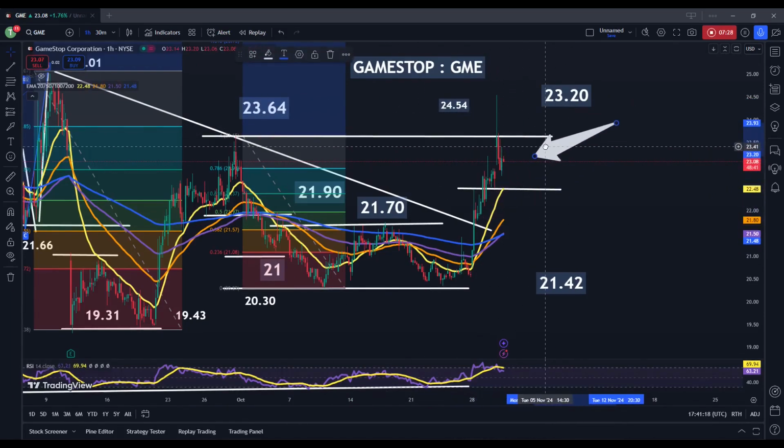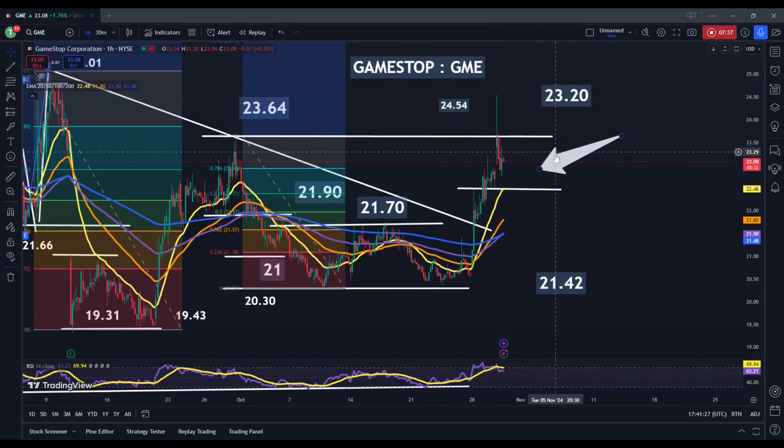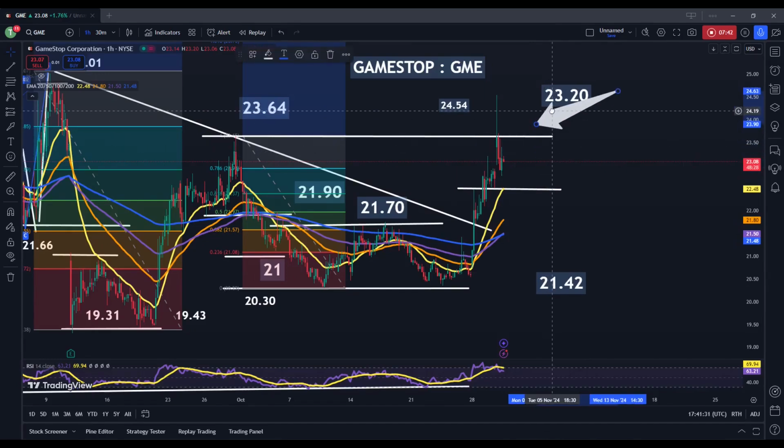Because if this is a short-term short squeeze type of action here, that is the type of activity that can give you a blow off top and result in a false breakout. So that outlook would be invalidated if we at least see an hourly close above 23.64.